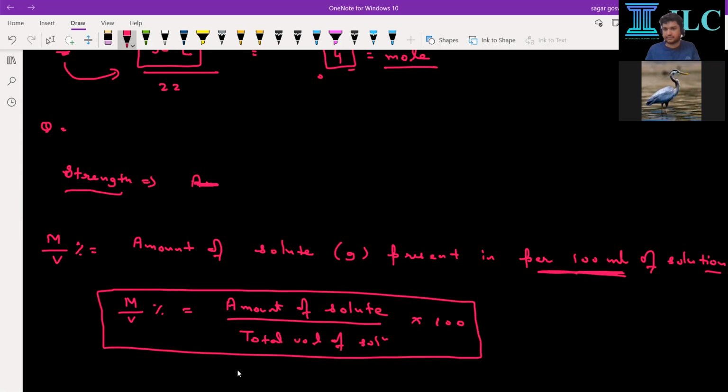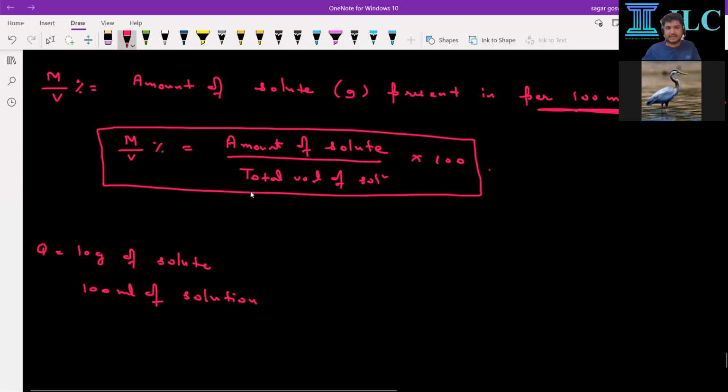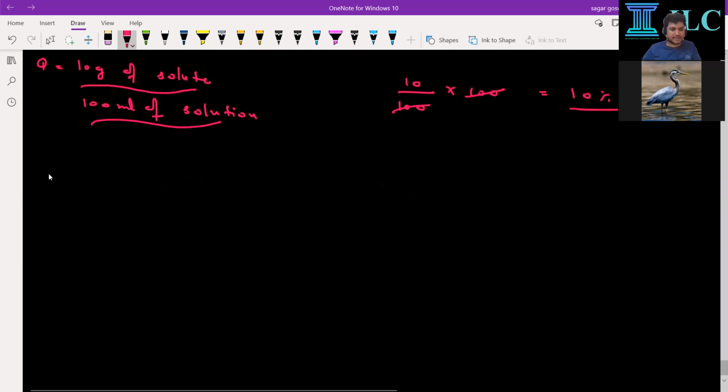Amount of solute over the total volume of solution. Yes, exactly. 10 gram is solute and 100 ml is solution. So you have to find out the mass by volume percentage for the solution. So how can we find out? 10%. Why? Because the amount of solute is 10, the total volume of solution is 100, and into 100. So 100 cancels out. Can we say that it will become 10%? Yes. This is how we can find out the mass by volume percentage. It is one of the parameters which they can ask you in the exam.